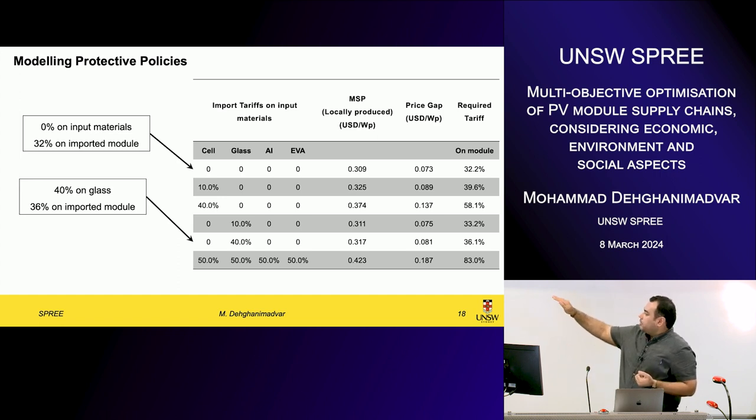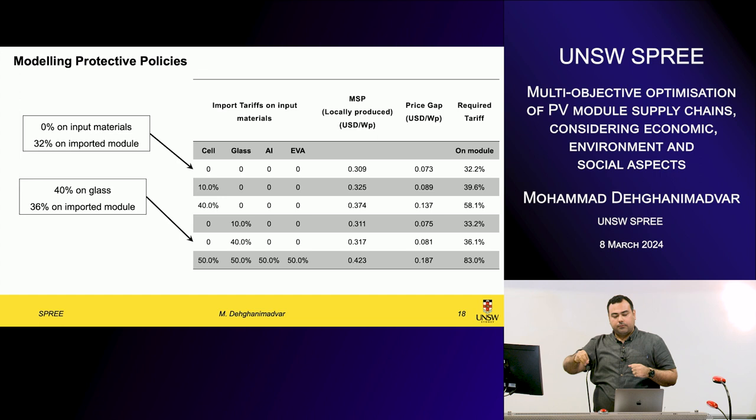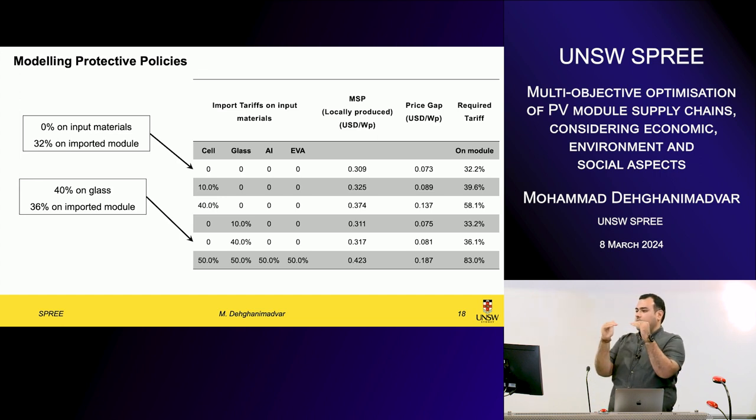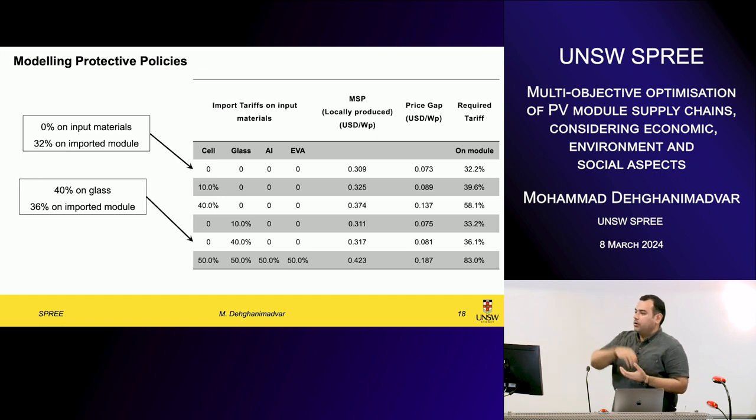So in a scenario where you just want to protect your local manufacturing and you don't have, for example, any glass supplier in Australia, you say every input material can come into Australia without any tariffs, but we need some amount of tariff on modules to make local manufacturing competitive, which in this case is about 32%. So if you impose a 32% tariff on your imported module price, you can reach the competitive point. But what happens if you have glass manufacturers inside Australia who cannot compete with Chinese glass manufacturers, and you try to protect them, which is what happened in Germany, which I will show you later, where they have local glass manufacturing and they impose a tariff just on glass.